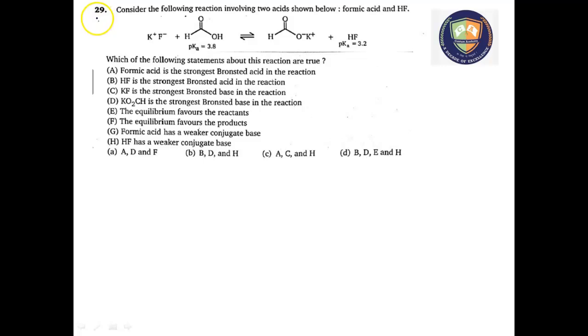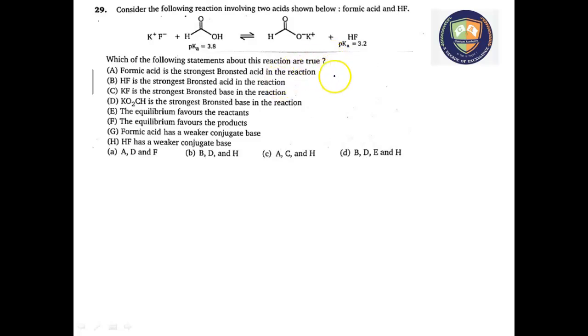So next we have question number 29: consider the following reaction involving two acids shown below, that is formic acid and HF. We have been given this reaction: potassium fluoride plus formic acid react with each other to form potassium formate and HF. And we have been given the pK values for both of the acids.